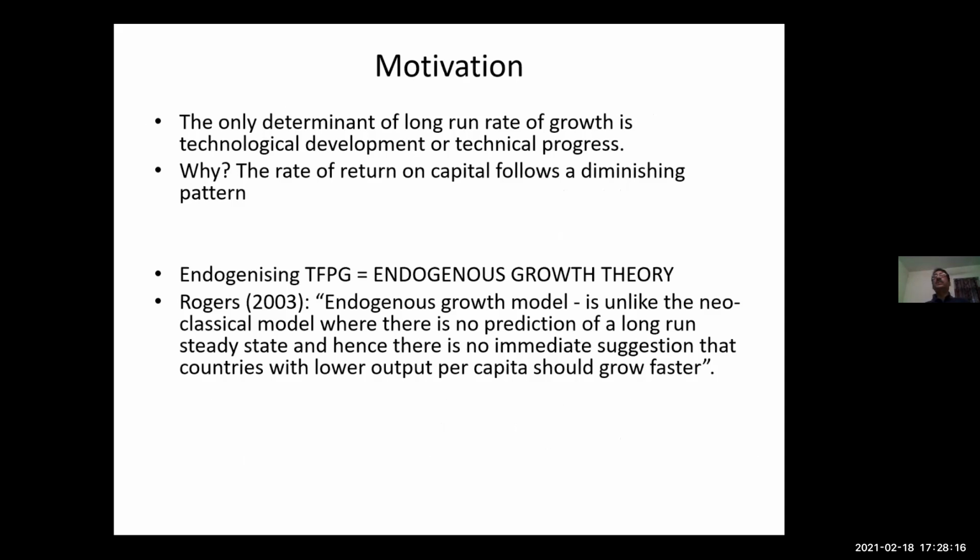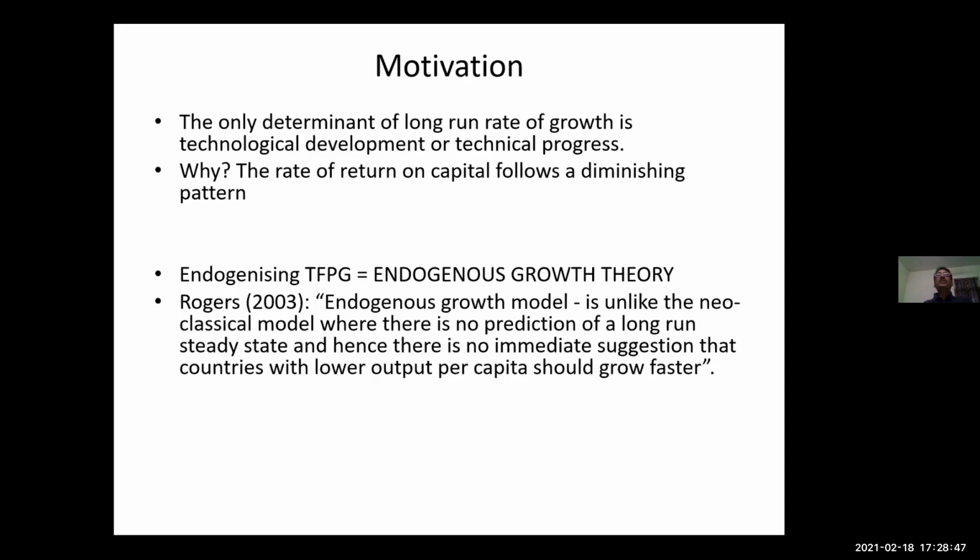So the only determinant of loss, the rate of return on capital follows a diminishing pattern. So therefore, the technological advancement is seen to be the key to higher levels of economic growth. So when one tries to endogenize the TFPG, by identifying the determinants of total factor productivity growth, one is obviously referring to the endogenous growth theory.